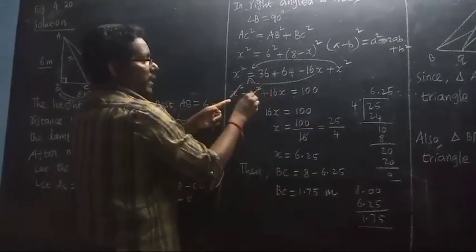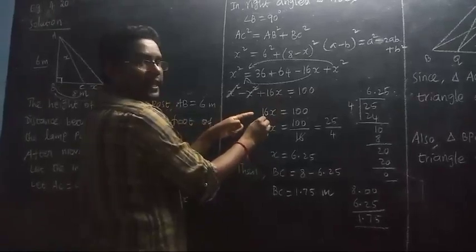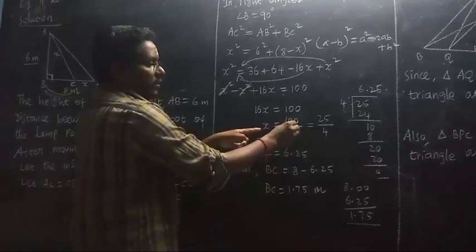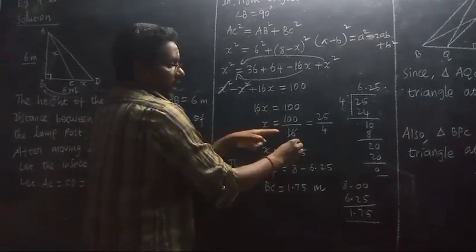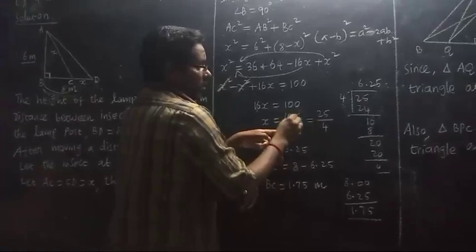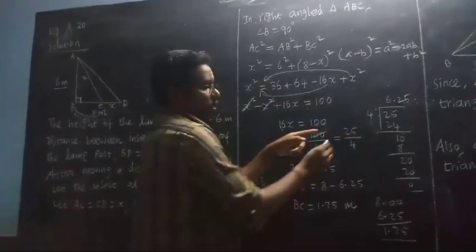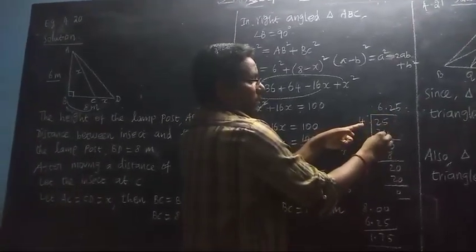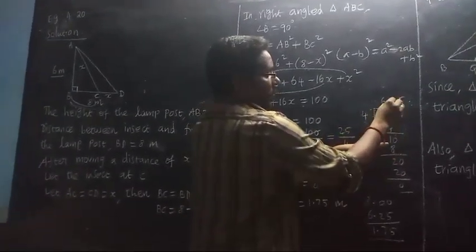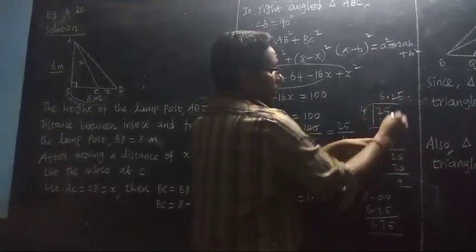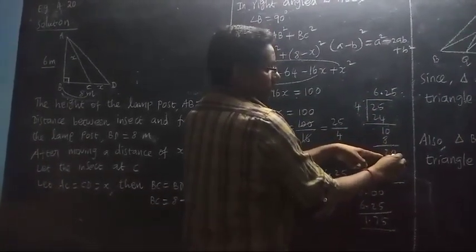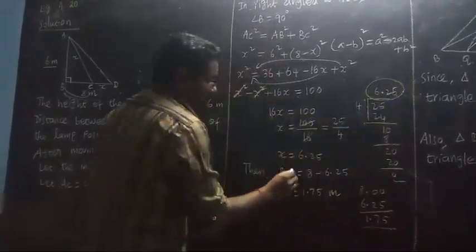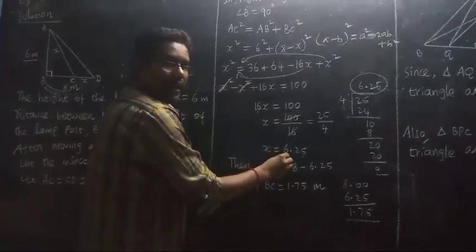Okay, x square is cancelled. Therefore 16x equal to 100. x equal to 100 divided by 16. Now cancel using the fourth table. 4 4s are 16, 25 4s are 100. 25 divided by 4. 4 6s are 24, remainder is 1. Next put the decimal and 0. 4 2s are 8, remainder is 2. Next bring down 0. 4 5s are 20. What is the answer? The quotient, x equal to 6.25.